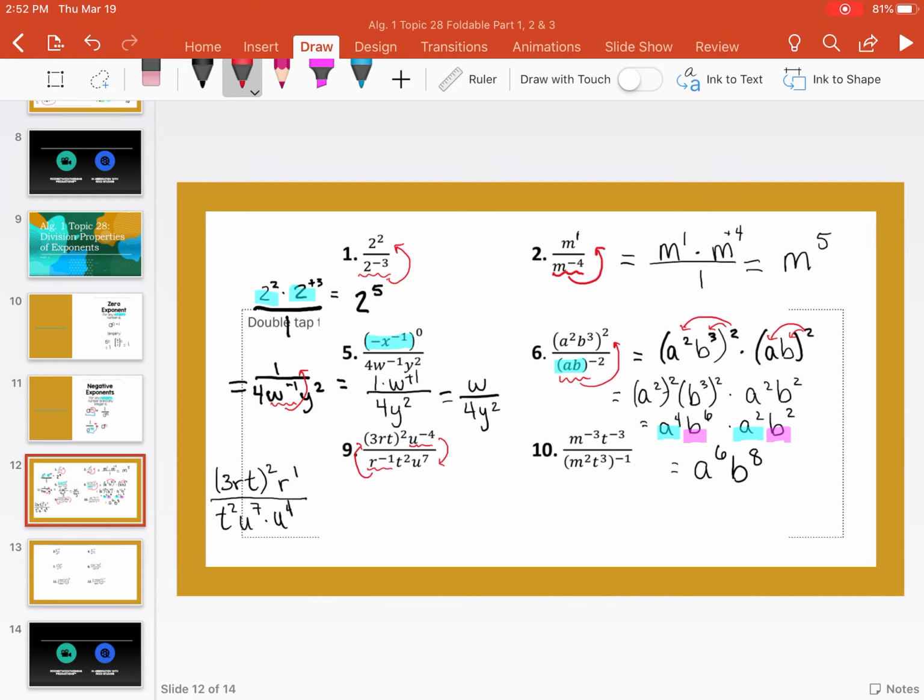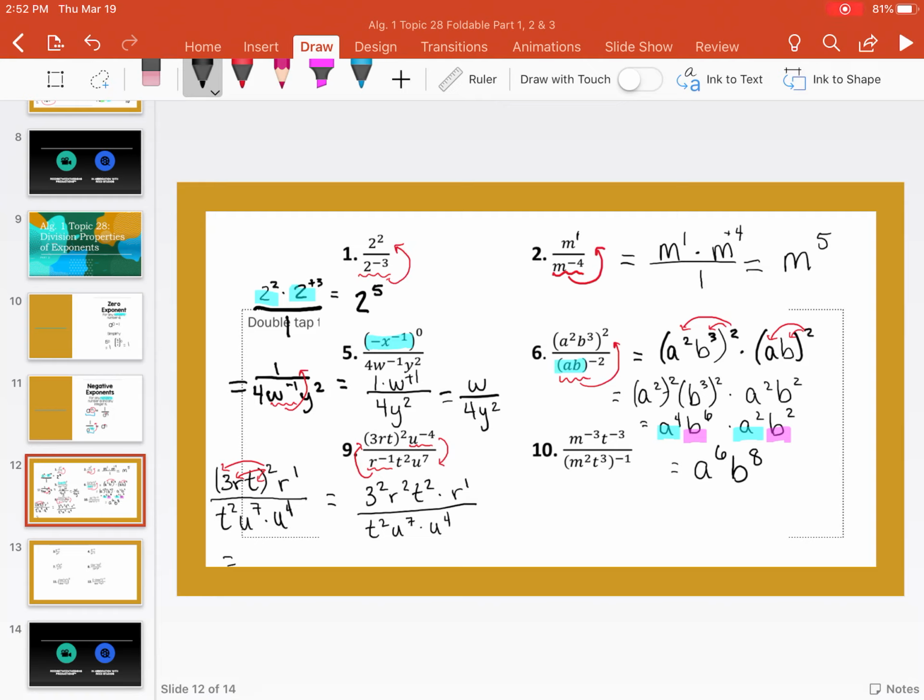Okay, now we can apply our power raised to a power, product of powers. So we're going to apply this squared to our 3, to our r, and to our t. So we're going to end up getting 3 squared, r squared, t squared times r to the first over t squared u to the 7th times u to the 4th.